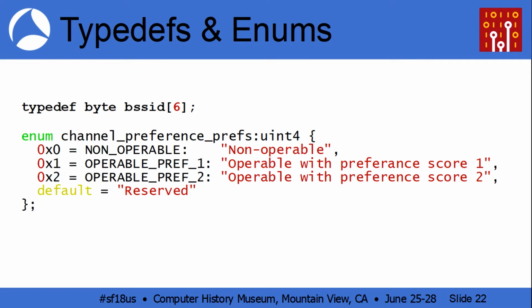What I don't have at the moment is something similar to Wireshark's range strings, where you can say a range of values produces this string or what have you.